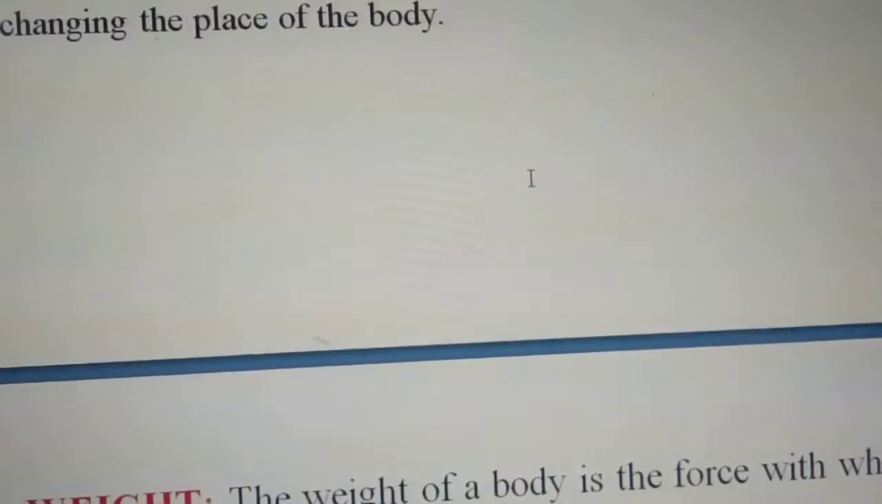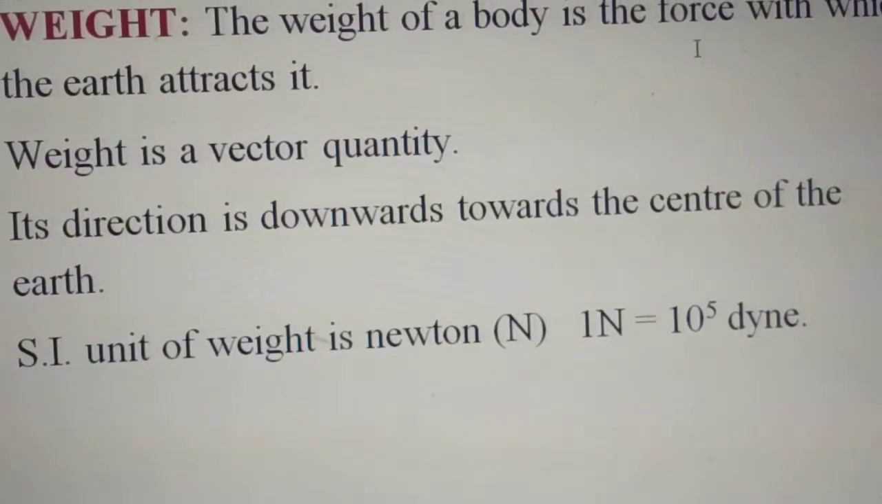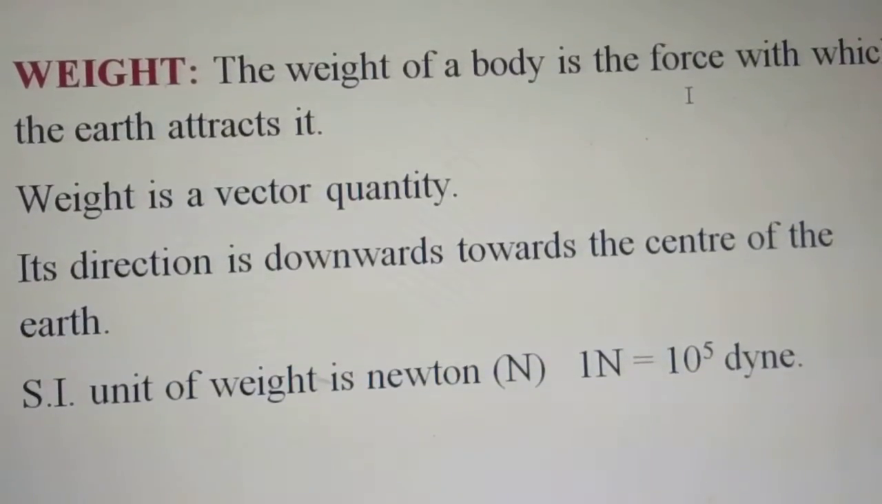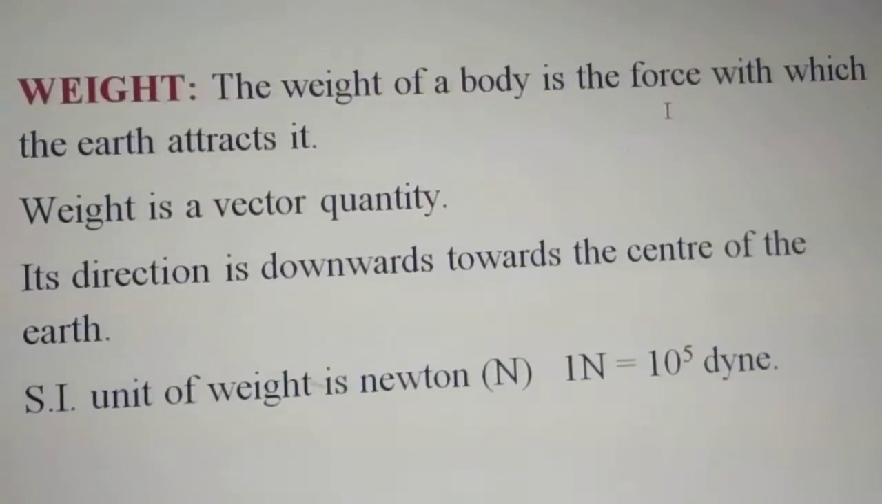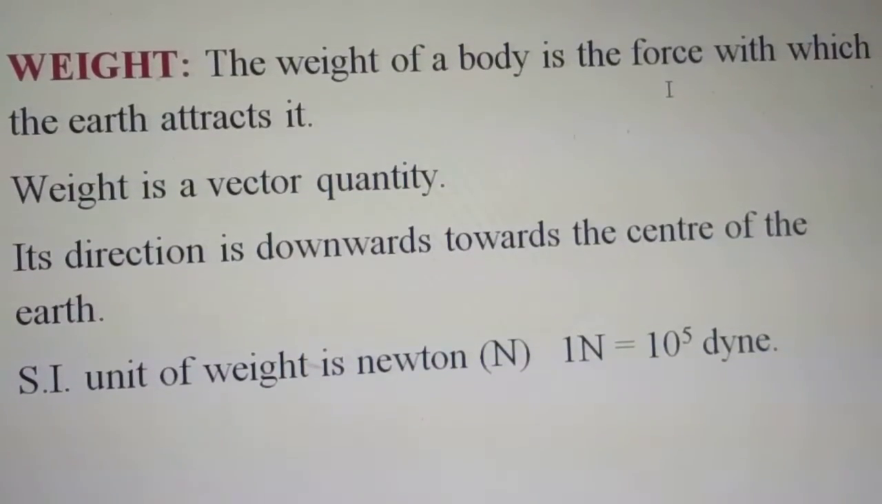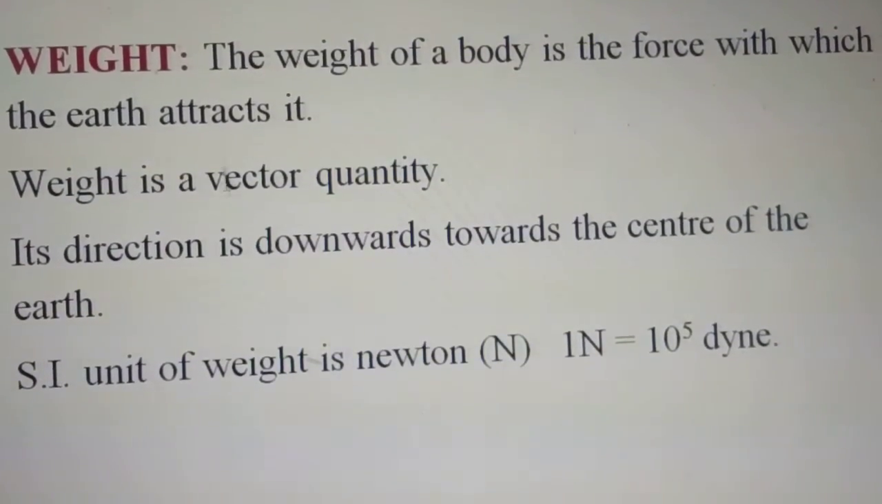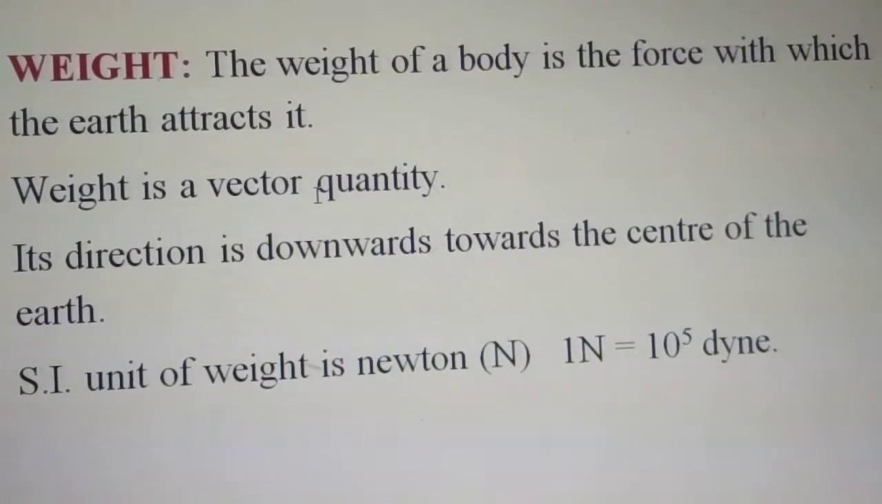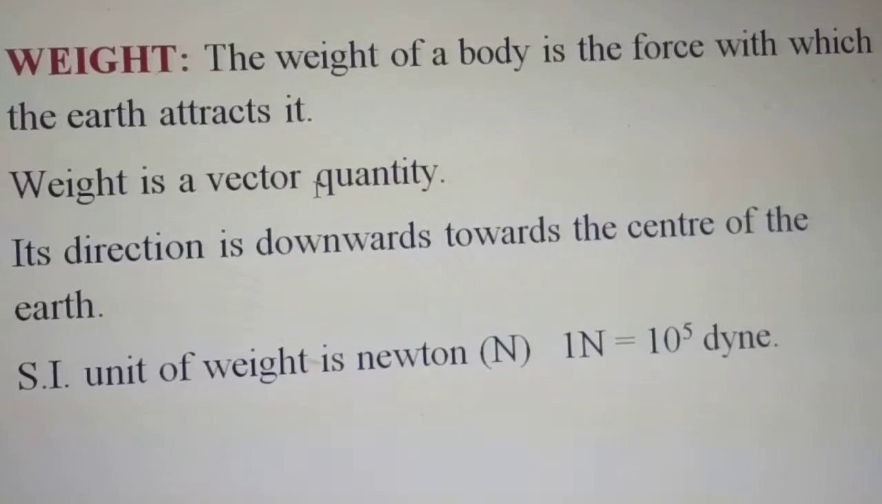Now, coming to the weight of a body: the weight of a body is the force with which the earth attracts it. The weight of a body always changes from one place to another. So it is a vector quantity. It is always directed downwards towards the center of the earth, so that is why it has a direction.